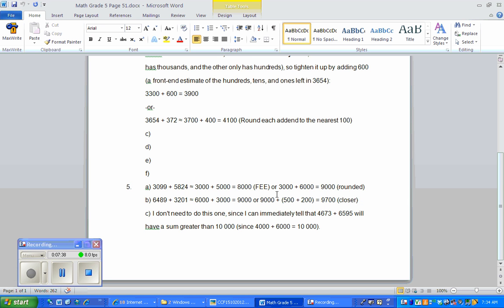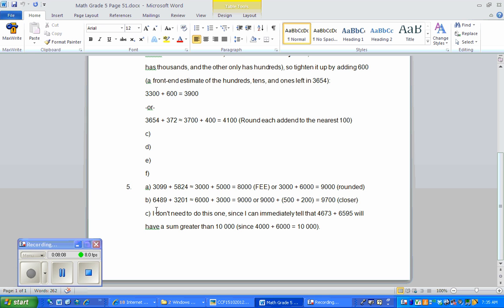Or if I were to round each number to the nearest thousand, I would round the first one to 3,000 and the second one to 6,000, since I'm going to round it up, since there's an 8 in the hundreds place, which is more than 5, meaning I should round that up to the nearest thousand above 5,824. And if I do that, I get 9,000. So one estimate was 8,000, the other is 9,000, and I bet that the answer is probably going to be somewhere in between those two.